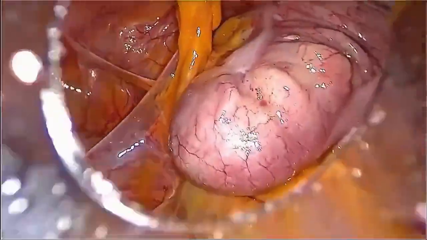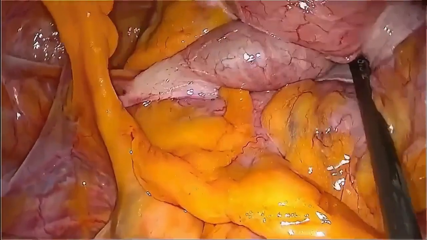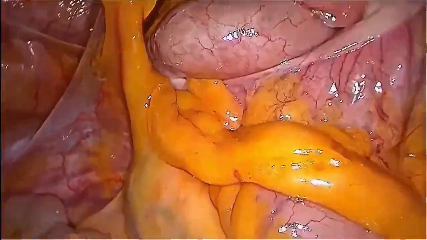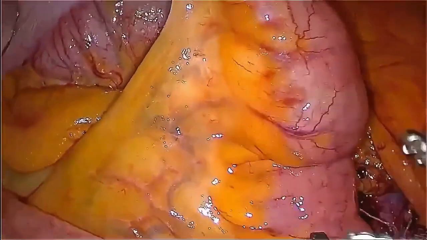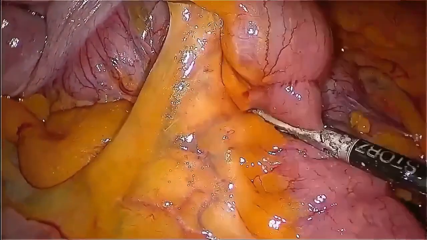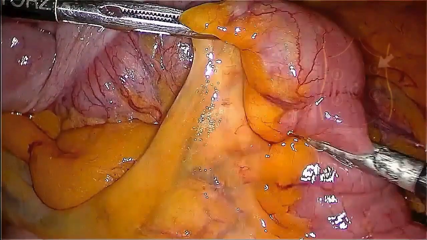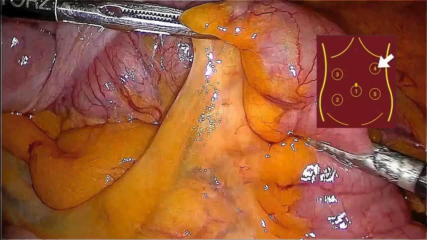Next, the cecal appendix should be identified and pulled upwards by clamp P3. The appropriate exposure triangle is obtained by traction of the terminal ileum at 10 cm from the ileocecal valve by P4 towards the patient's left shoulder.